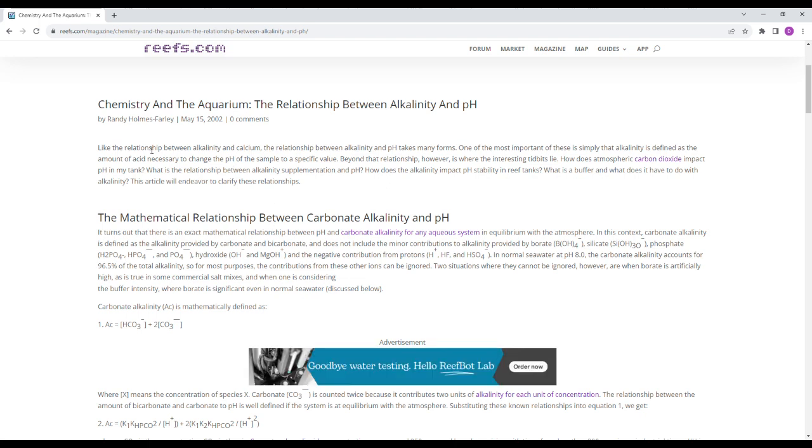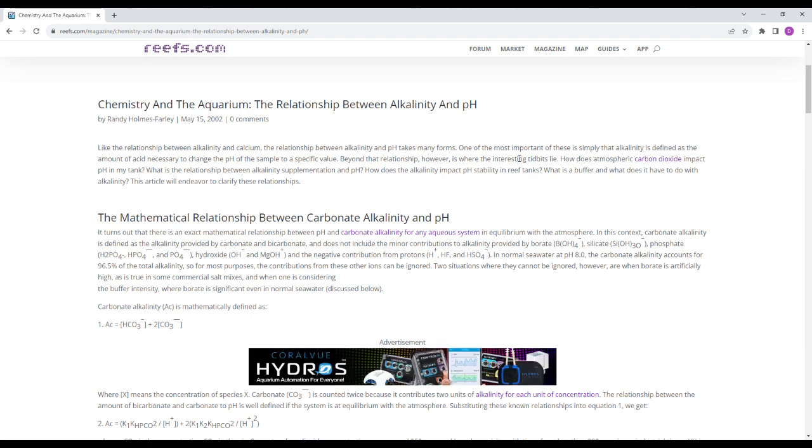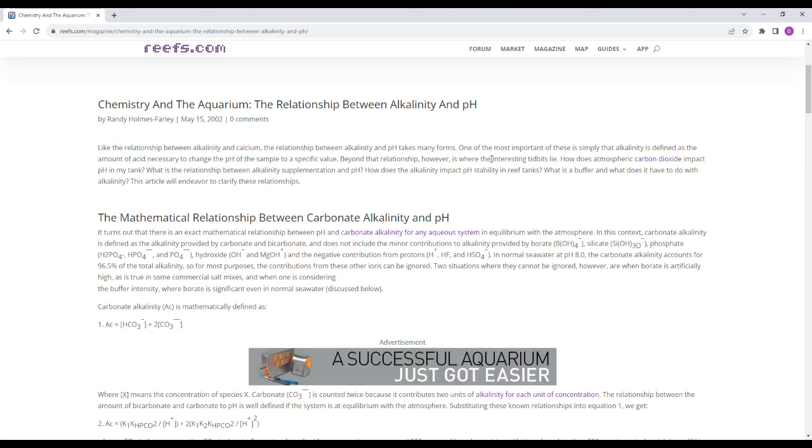Like the relationship between alkalinity and calcium, the relationship between alkalinity and pH takes many forms. One of the most important of these is simply that alkalinity is defined as the amount of acid necessary to change the pH of the sample to a specific value. Beyond that relationship, however, is where the interesting tidbits lie.